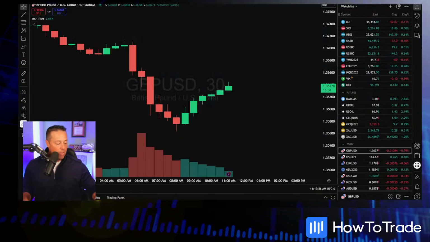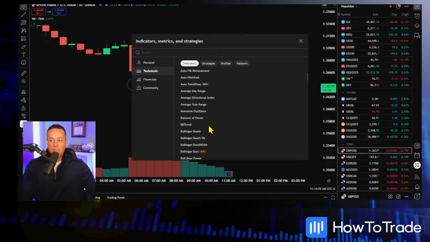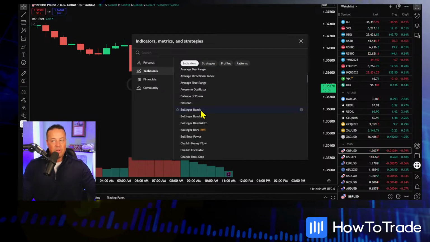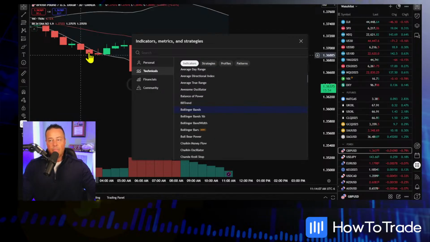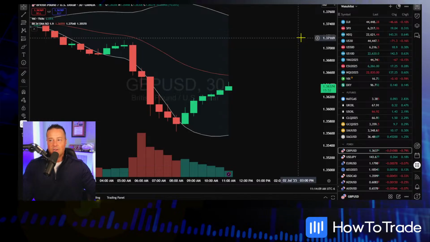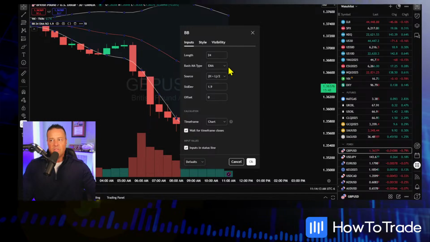All right, let's get it set up on TradingView first and then MT5. The first thing you're going to do on TradingView is go up and hit the indicators button, and then go down and add Bollinger Bands. So go ahead and give Bollinger Bands a click. These are sort of on default, but let's go ahead and just move these back to the default.